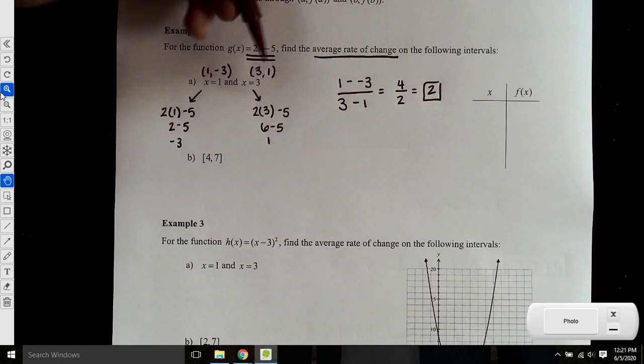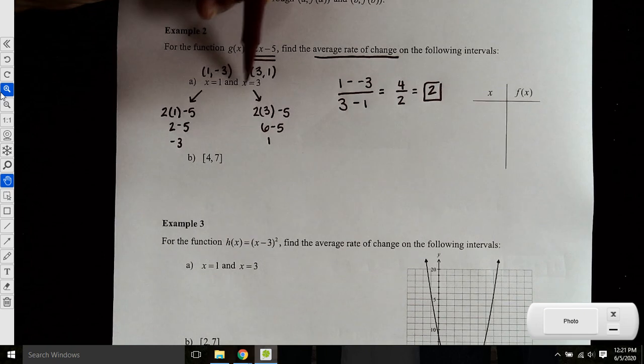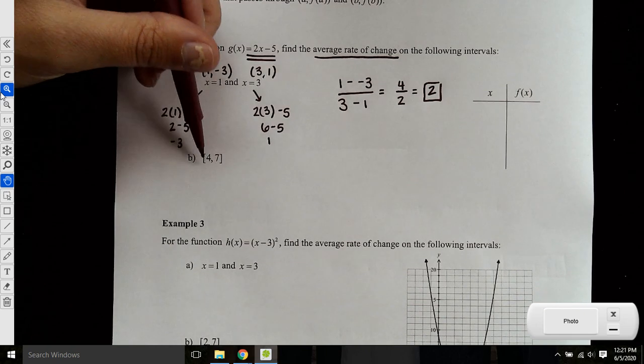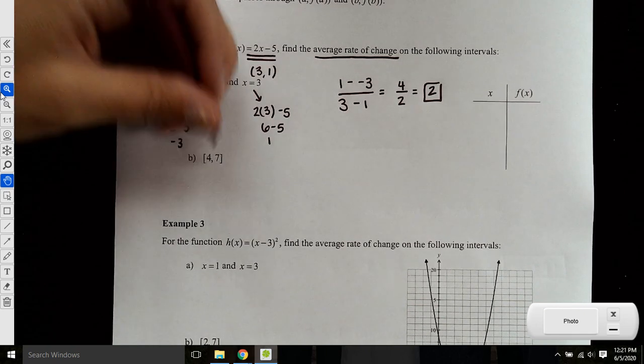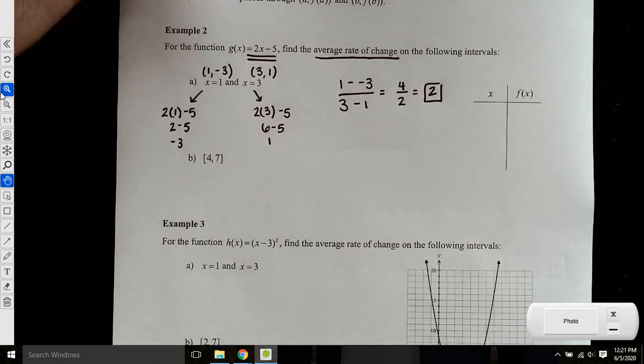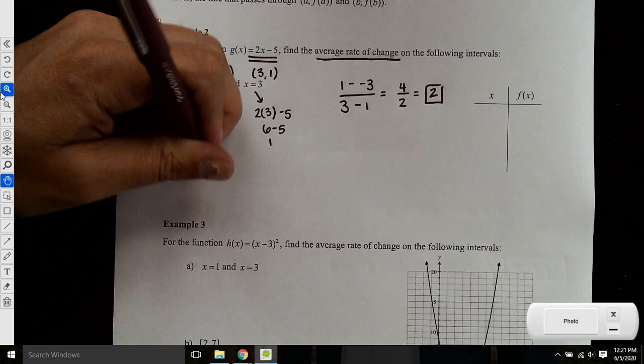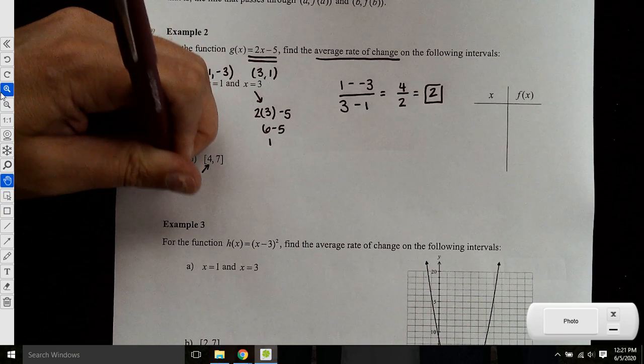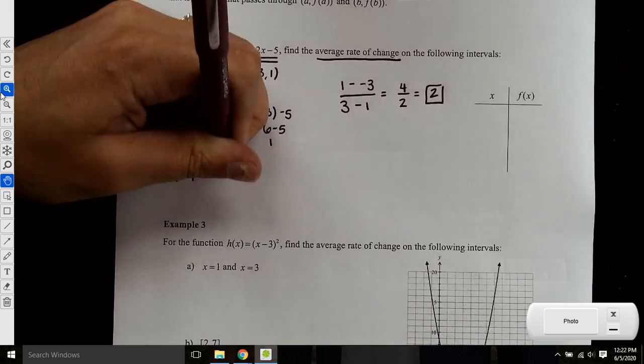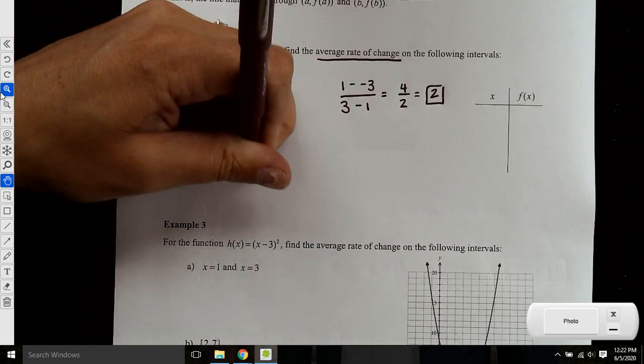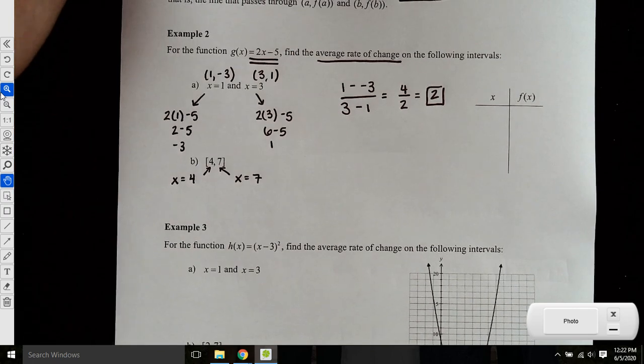So this specifically gave us x equals 1 and x equals 3. Down here, 4 and 7, with these brackets around them, this is called interval notation. So what this means is x equals 4, and this one is x equals 7. So you're doing the same thing, you're just giving it in a different way.